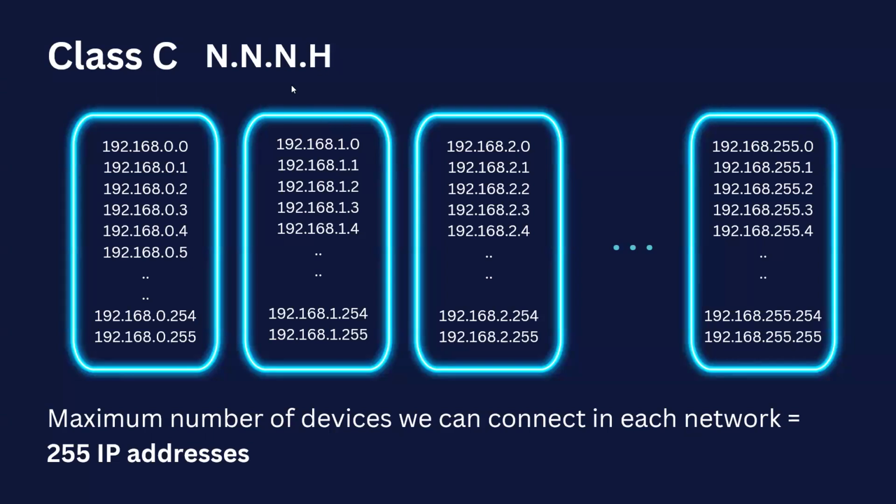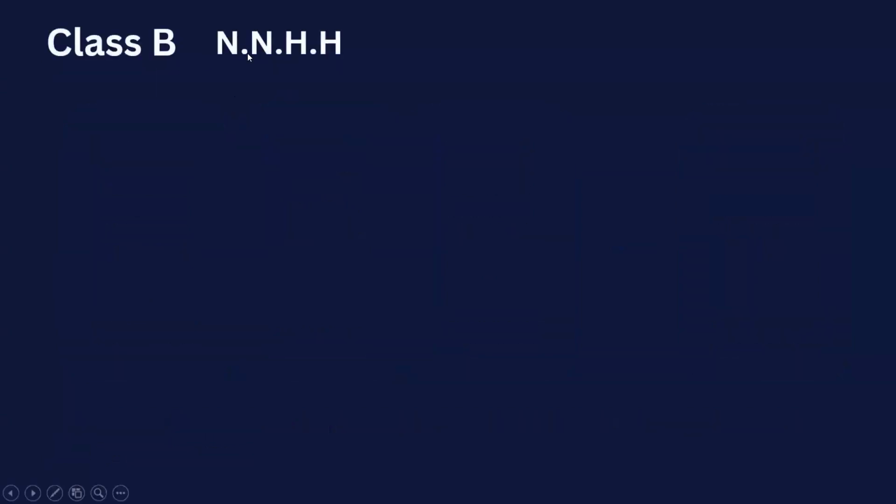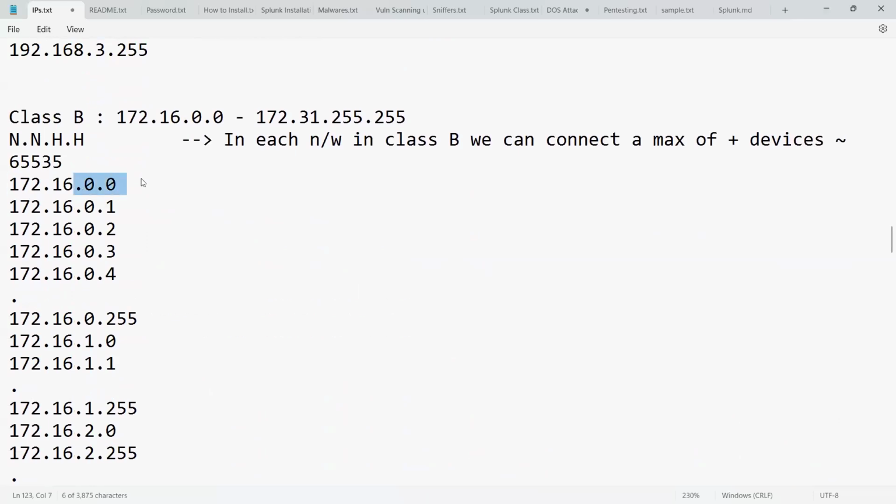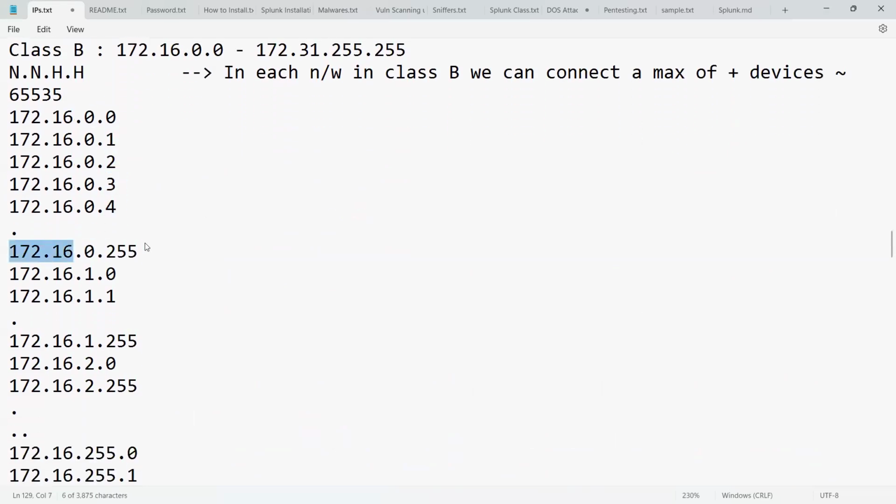Perfect. Now, when you come to class B, it has two network portions and two host portions. In class B, the private IP starts at 172.16.0.0. The first two portions are the network portions, and the last two portions are the host portions. So, same logic again: after 0.0, you have 0.1, 0.2, 0.3, 0.4. Each of these is assigned to a unique host. Then this goes up to 0.255.